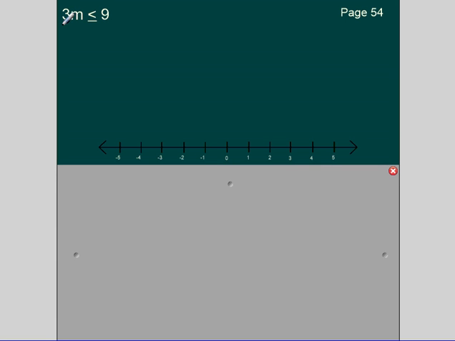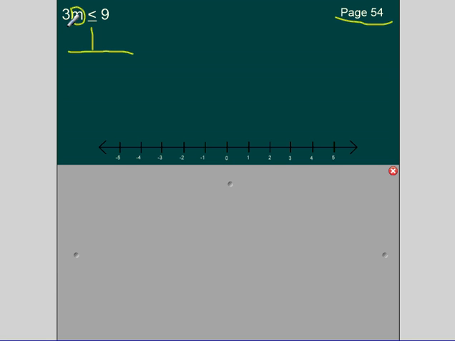And the first one we're going to work on is 3m is less than or equal to 9. This should be on page 54. Make sure you're putting your page numbers. And to solve this, I'm going to solve it just like any other equation. I'm going to draw my balance, and I'm going to ask myself, okay, here's my variable. Now, what is happening to my variable?